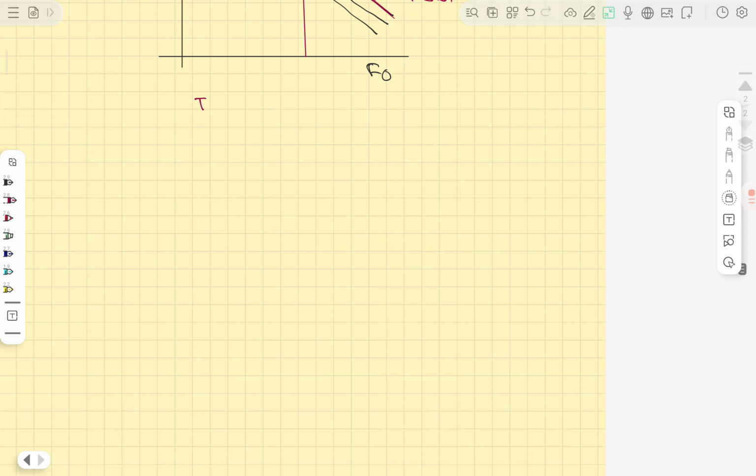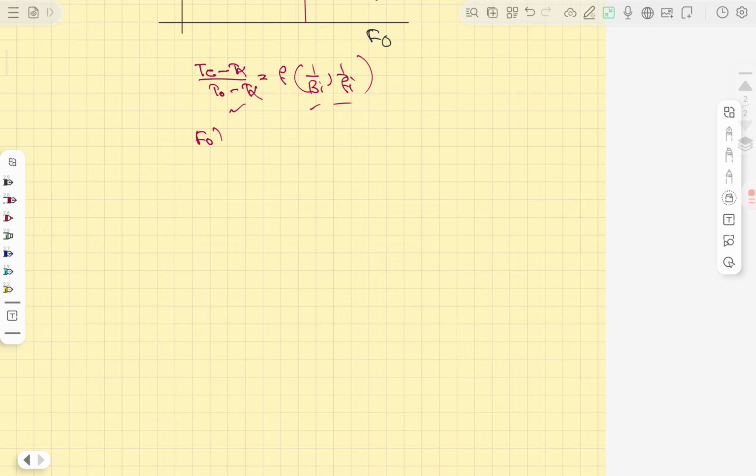Now tell me, if in both the shafts this value is same, when will you get this value? When you have the same Biot number and the same Fourier number. When this value is same, this value should be same. 1 by Biot number is already same. So what I want to say is, the Fourier number of A should be equal to the Fourier number of B. Then only you will get this value.